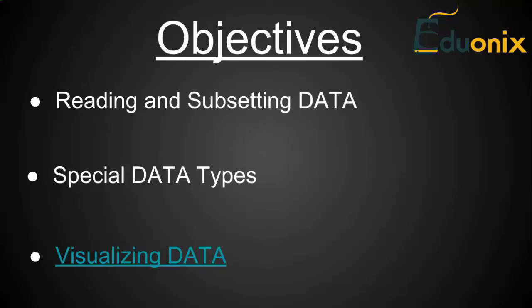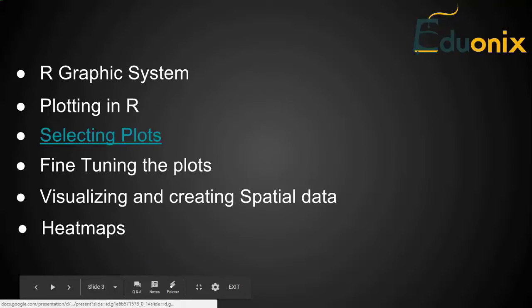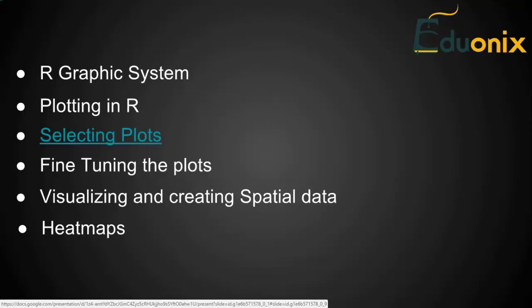Along with that, we have to see certain special data types. What are the special types of data that are available to us, or how to convert the type of the data, make changes in the types of the data. Apart from that, a main part that is crucial over here is visualizing the data. It covers what a graphic system is, what the graphic system inside R is, that we will see. We will see how to plot in R.